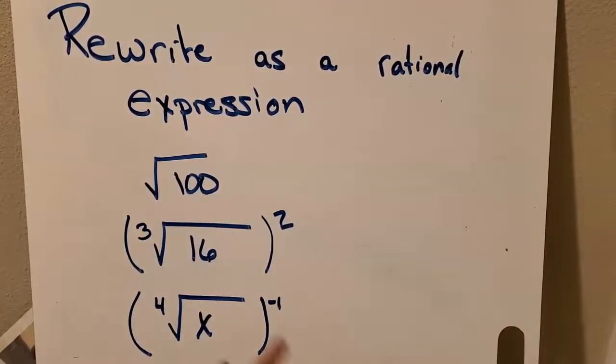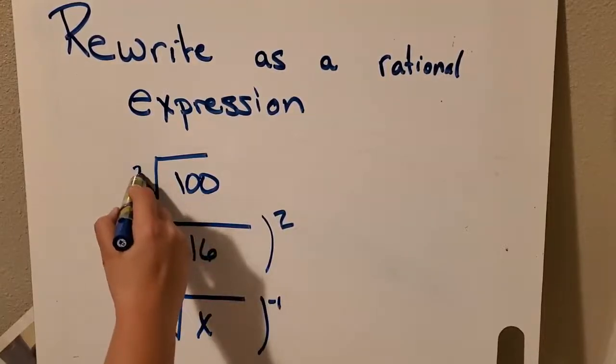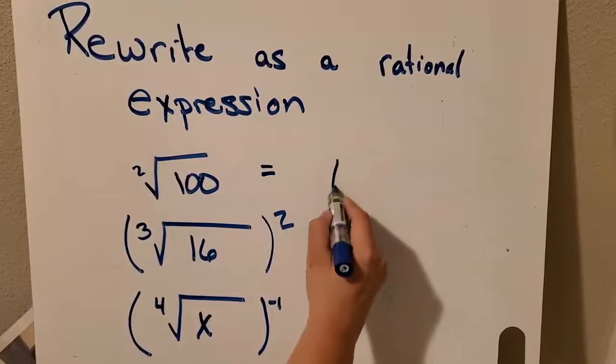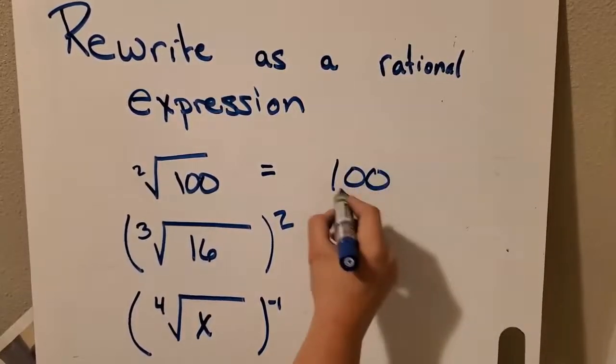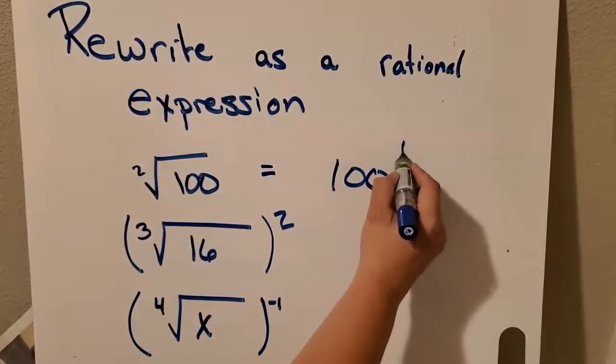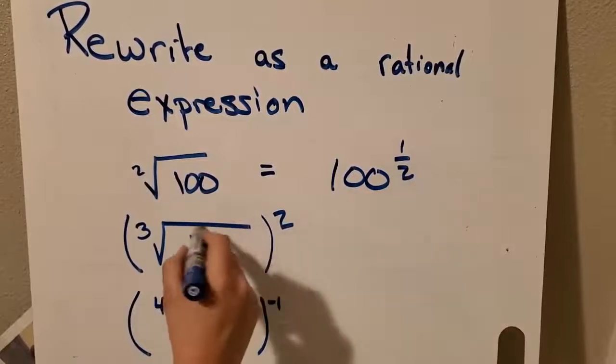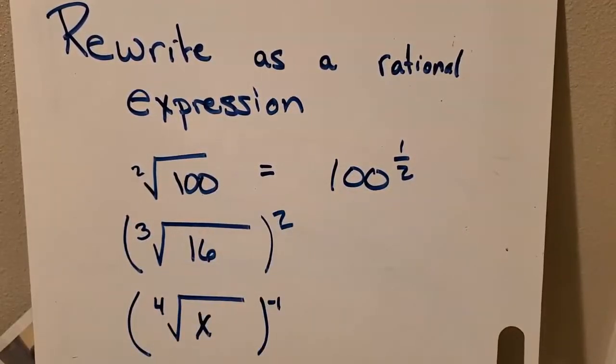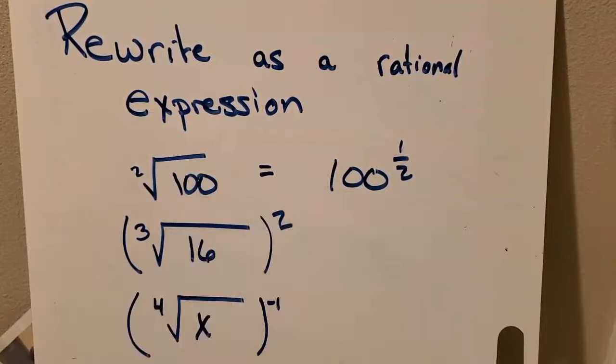So this first one, remember the square root? Well, there's an implied 2 here. So when we rewrite it, it's going to be 100 to the 1/2 power. Remember, if you don't have an exponent there, you can use 1 because anything to the first power is the same value as it was to begin with.